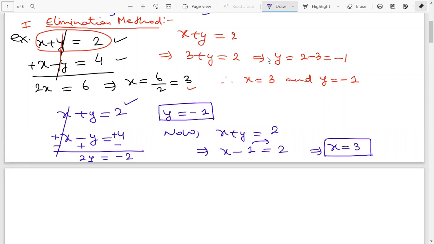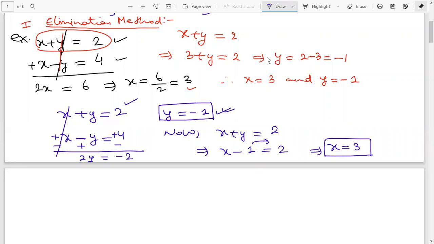We can eliminate x also. So how can we eliminate x? Because the x in both is the same, we can do subtraction. So x minus x cancels, and y, which was minus, will become plus because the sign will change. y plus y is 2y equals 2 minus 4, which is minus 2. So y will be equal to minus 1.